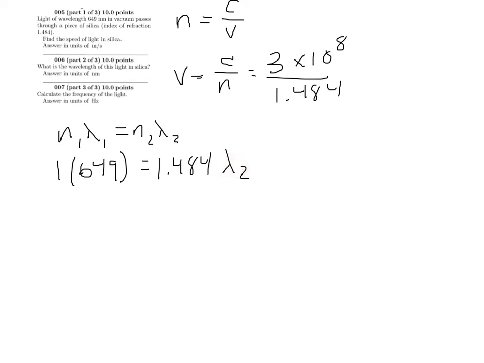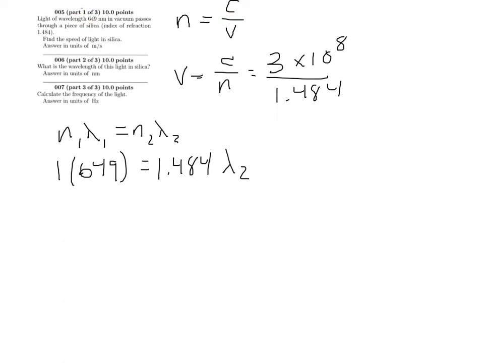Now question 7 asks, calculate the frequency of the light. I have two choices here. I can calculate the frequency of light once it's in the silica, because now I will have the lambda in the silica and I will have the velocity in the silica. The other way is to recognize that the frequency stays the same, so it doesn't really matter. I can use the speed of light in a vacuum, and I can use the lambda that they gave me here, 649 nanometers. So that's what I'm going to do.